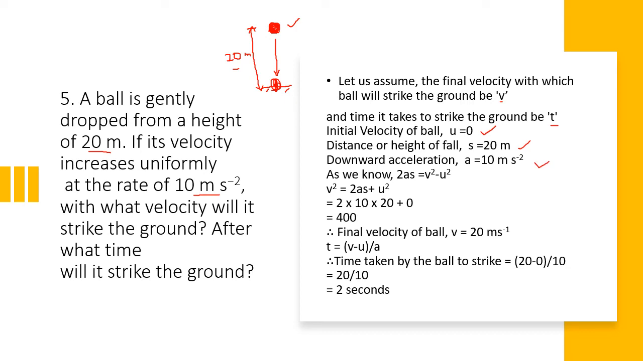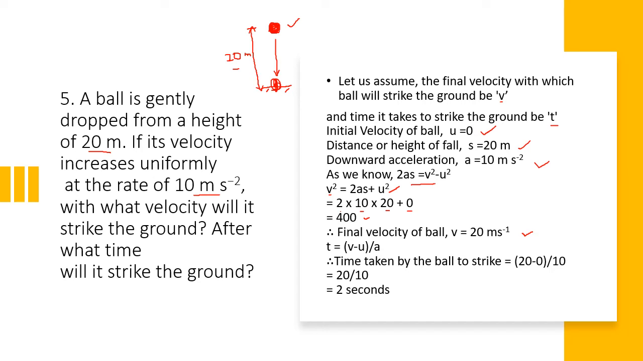And what is the formula which will connect all the given values? Your third equation of motion: V squared minus U squared equals 2AS. Why? Because you can calculate V from this formula. So V squared equals 2AS plus U squared. Substitute all your values: 2 into 10 into S, where S is the distance, height 20 meters, and U is 0. So 400. V squared equals 400 meter squared per second squared. Then what is V? Take the square root. Simple. So V equals 20 meter per second.